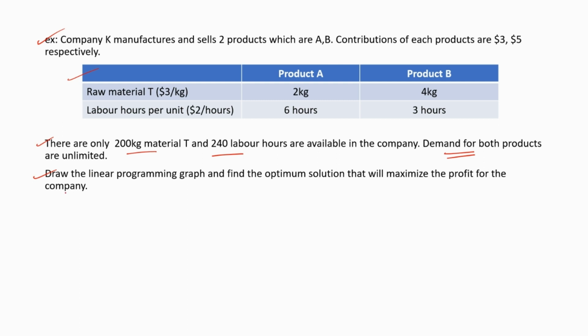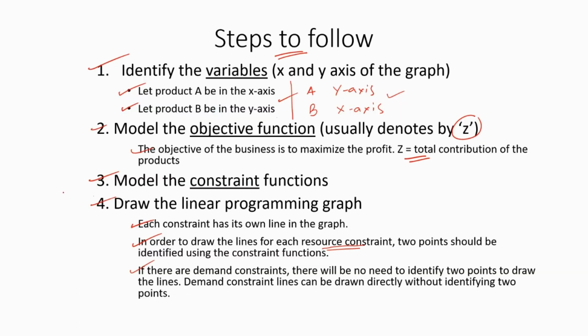Now let's go back and see what the steps are. The first step, identify the variables. Simply this means we have to assign the products to the x and y axis. Another important thing to remember here is that we can only use linear programming when there are only two products. We cannot use linear programming for one product or more than two products because there are only two axes, x and y. Let's assign product A and product B to the x and y axis.